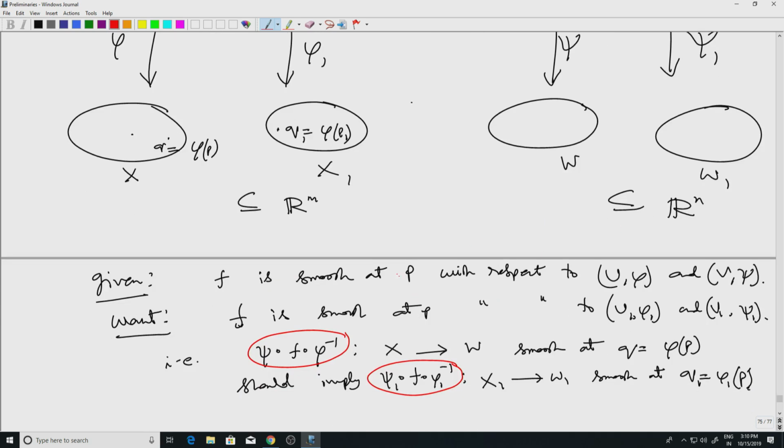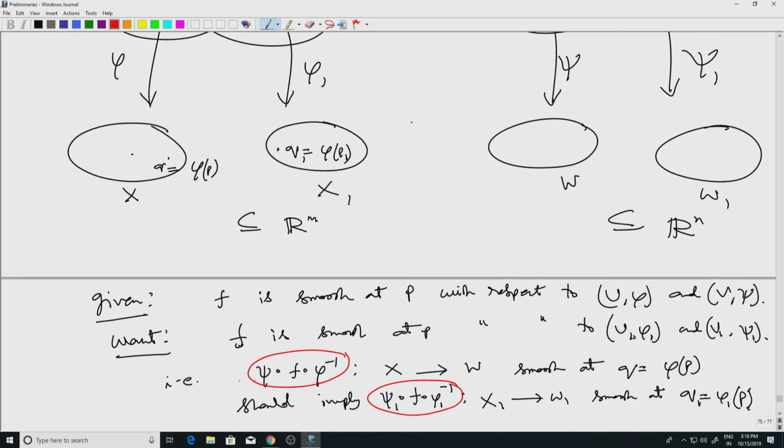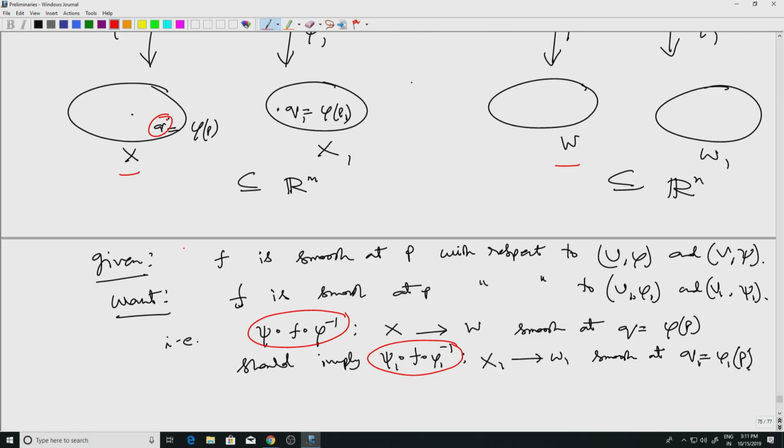Well, the way we defined it, smoothness at P with respect to the first pair would amount to saying that psi composed with f composed with phi inverse, this composed map from X, this domain X, to W, so from this to this, would be smooth at the corresponding point Q. So this is what we are given. Smoothness with respect to the second pair of charts would amount to saying that this new composed map, which is from X1 to W1, should be smooth at the corresponding point Q1, which is phi 1 of P. So let's do that.